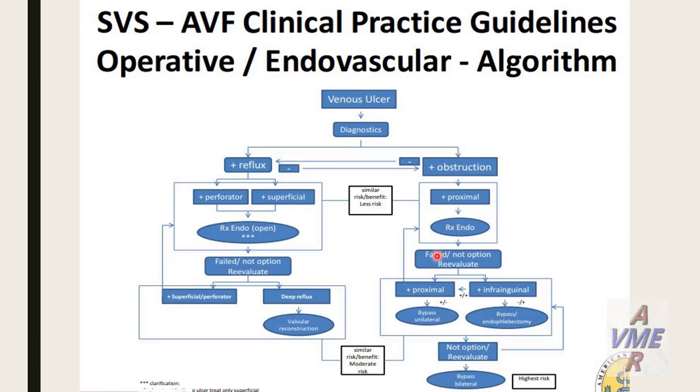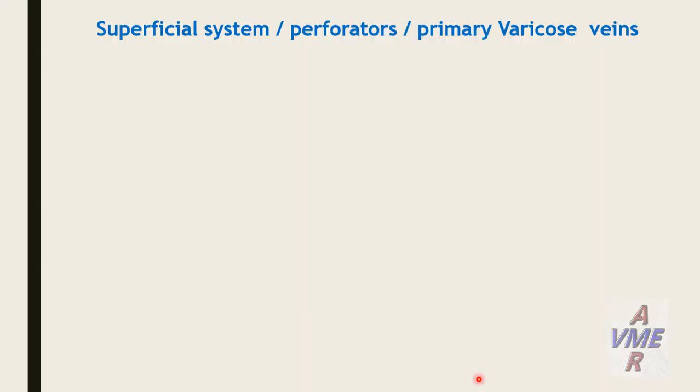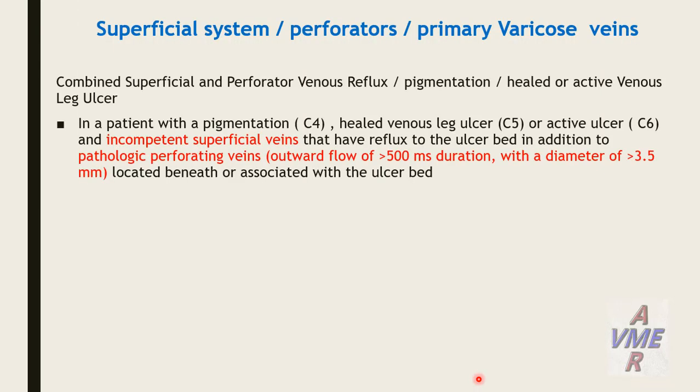In treatment of the obstruction, the proximal suprainguinal lesion is best treated endovascularly, by stenting. Failed intervention needs a unilateral bypass. Infrainguinal lesions may require phlebectomy and an AV fistula. Failure would also need a bypass. Next, superficial system, perforators and primary varicose veins.